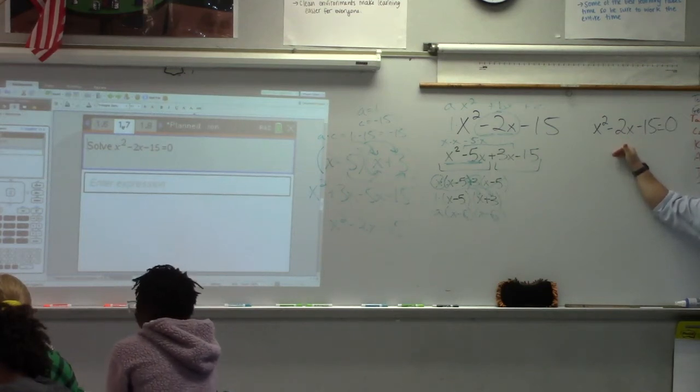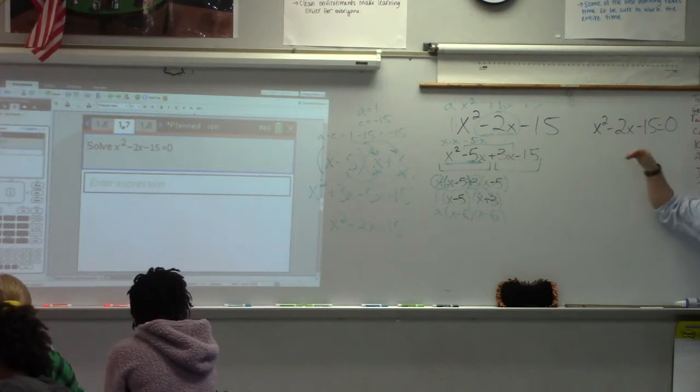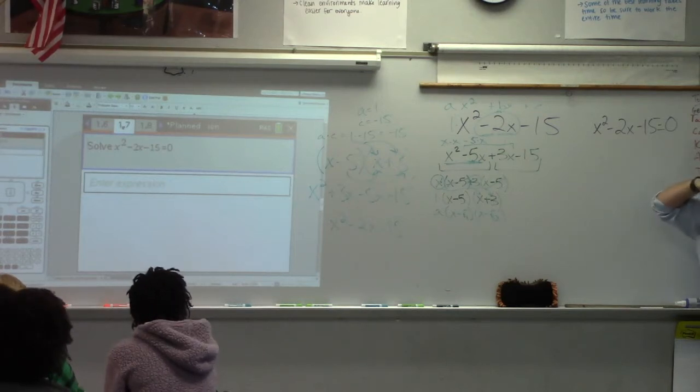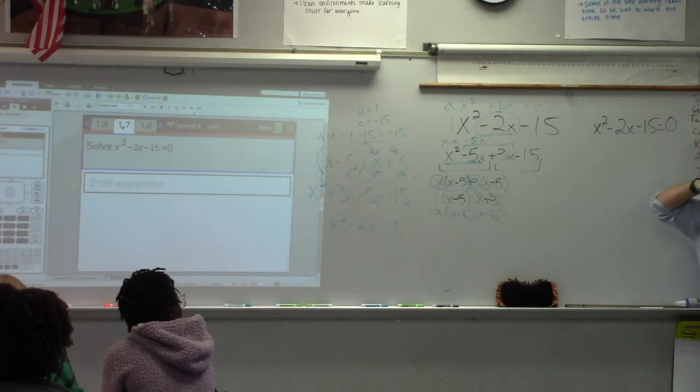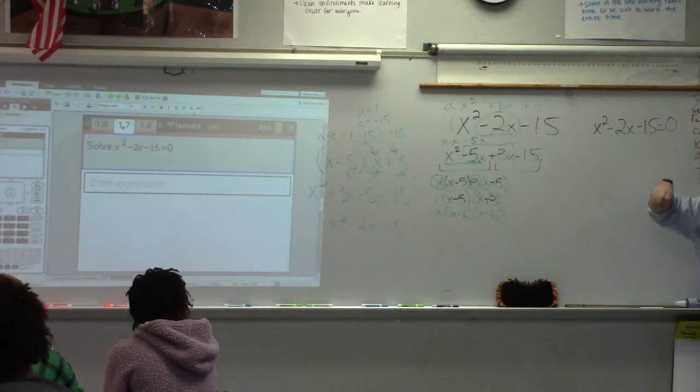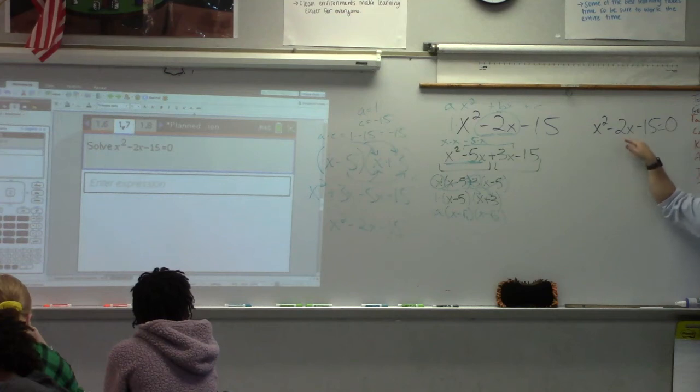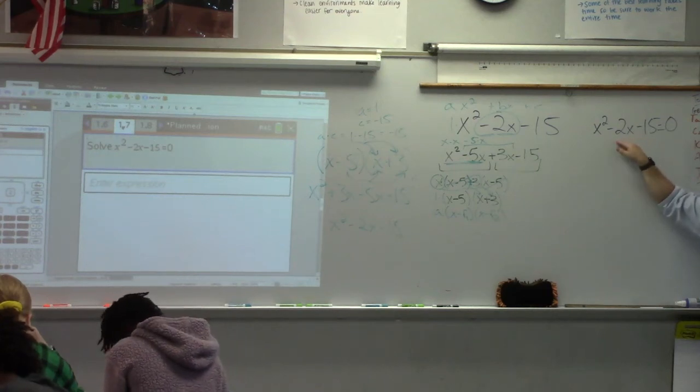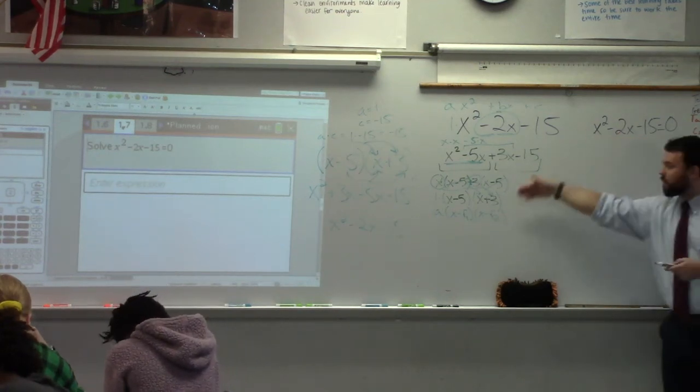Okay. Remember, we're going to use inverses when it's in which form? Vertex form. We use inverses when the equation's in vertex form. If it's in standard form, the first method to solve is factoring, which we already did that process.